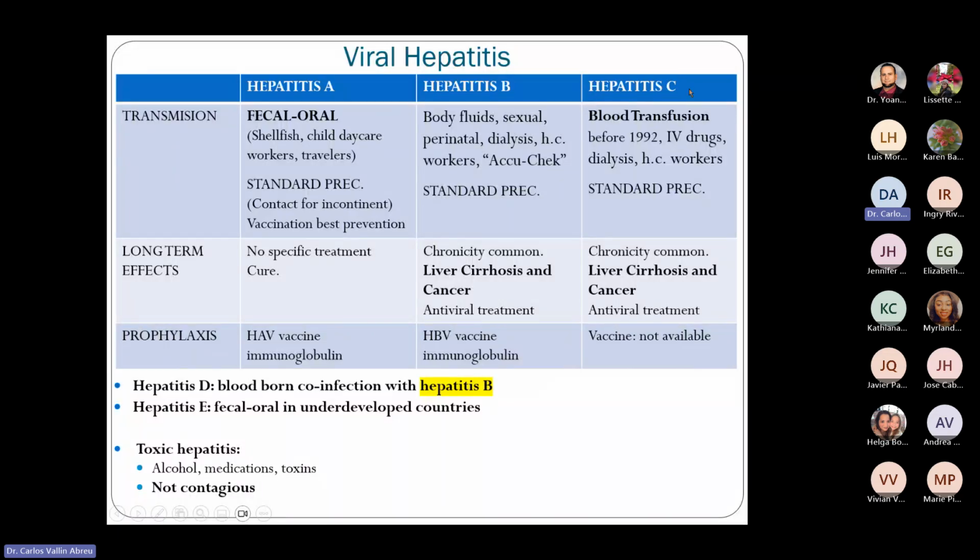Sexual activity is the way of acquiring both, probably the most common. Of course, blood transfusion in America is very rare. But before 1992, we didn't know that hepatitis C existed, and for that reason, before those times, transfusions were not screened for hepatitis C. People that received a blood transfusion before 1992 are at risk. IV drug use is a risk factor for both hepatitis B and C. And these blood-borne pathogens can be passed through the placenta from mother to child.